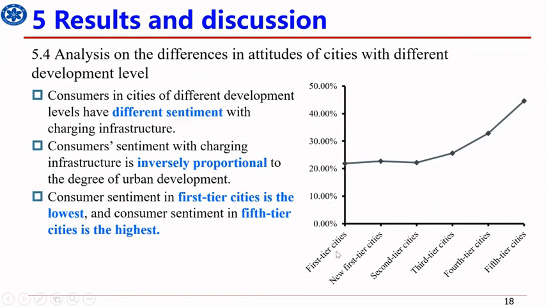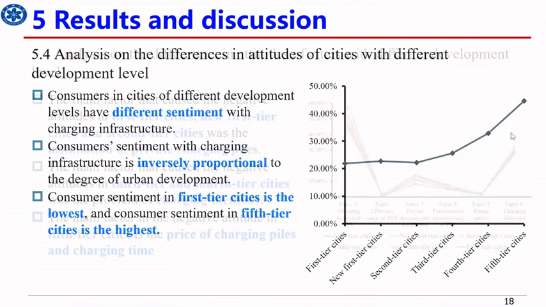Also, we analyze the difference in attitude of cities with different development levels, from first tier cities to fifth tier cities. In different cities, we can see a lot of different ideas. For the first level city, the consumer sentiment is the lowest, and for the fifth tier city, the consumer sentiment is the highest. It's a very interesting result, and we have some further analysis.